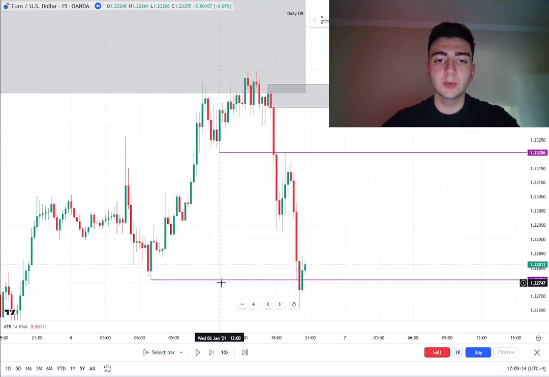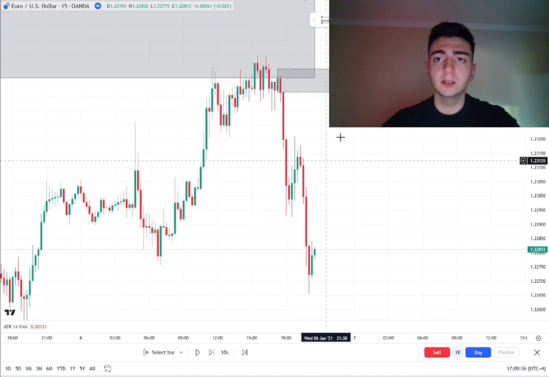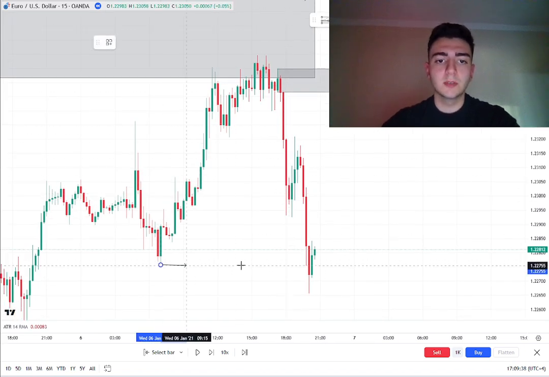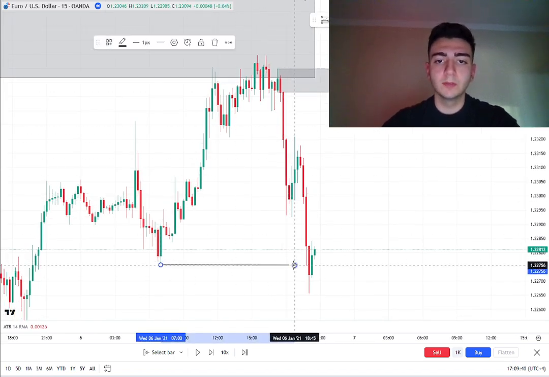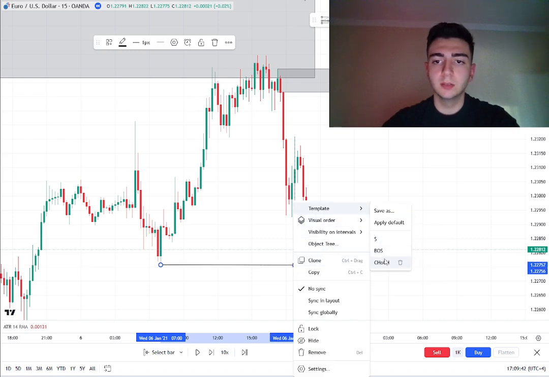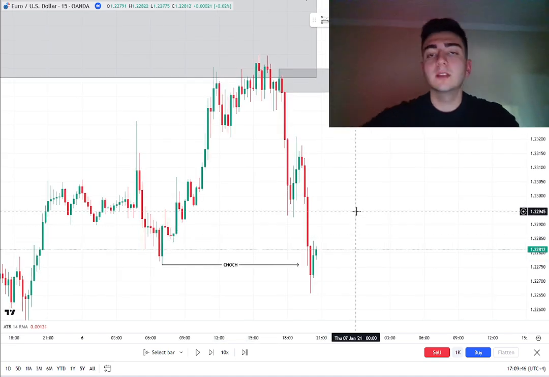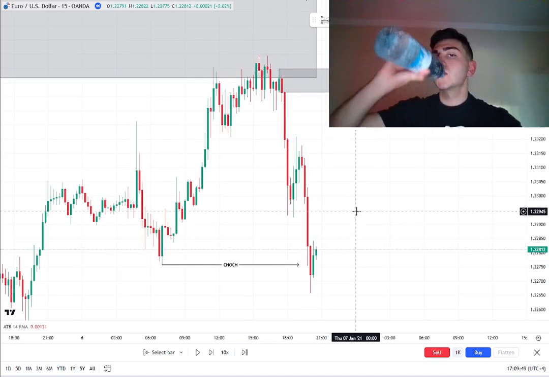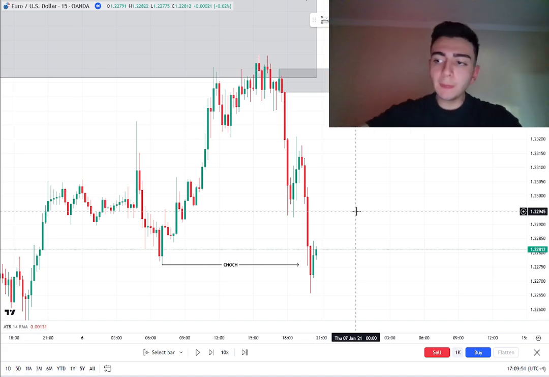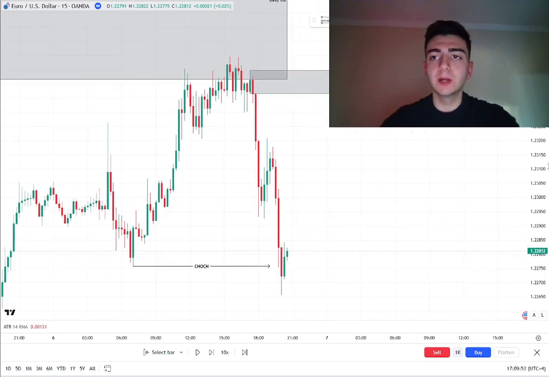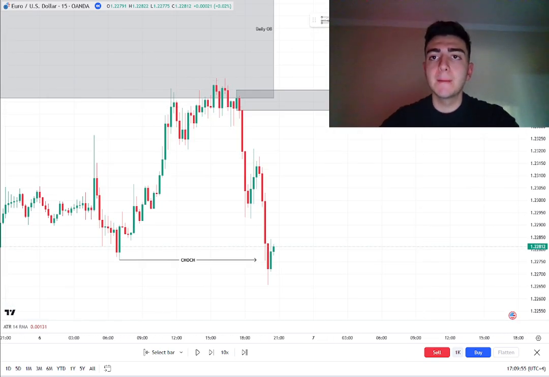So it changes direction, and we can mark that as the change of character. This is the change of character right here. We have a full body close, indicating a good break. Obviously, the change of character is the first break of structure. It takes 2 breaks of structure before a new trend is formed.